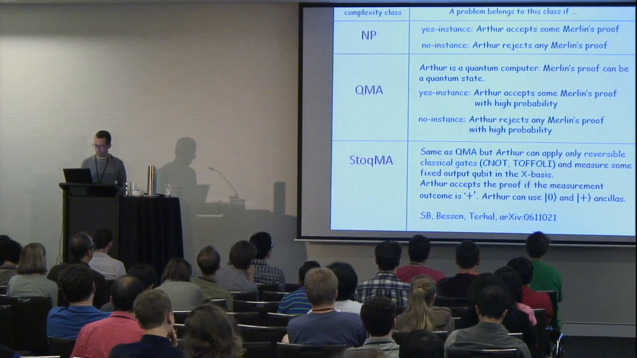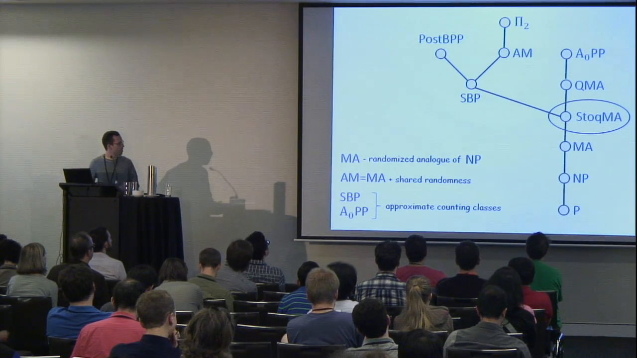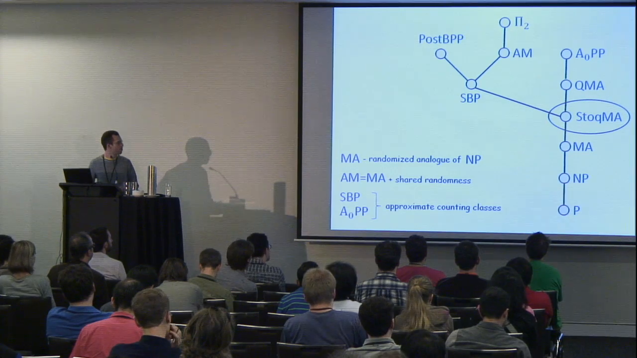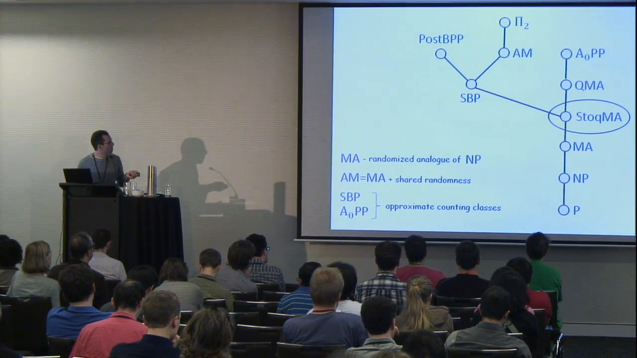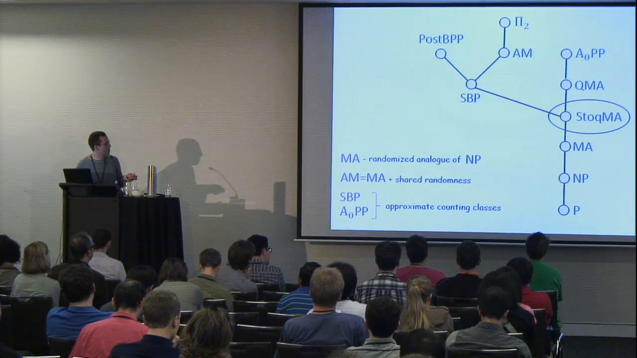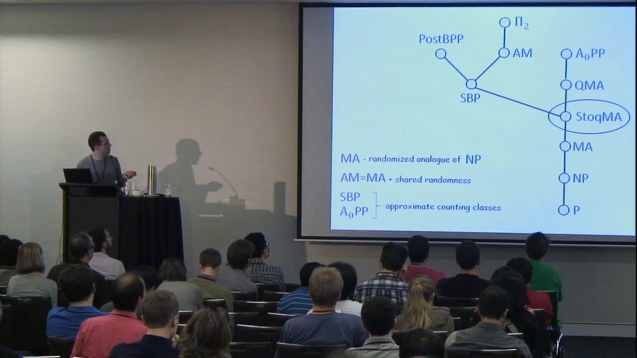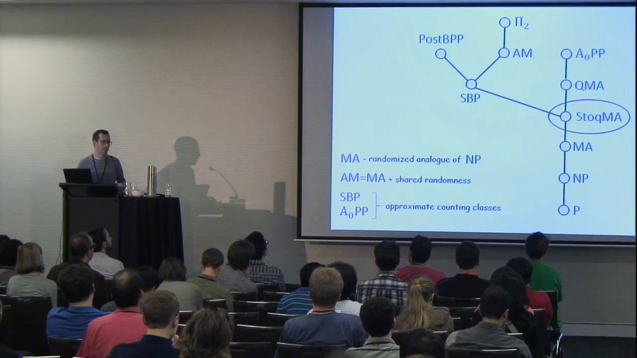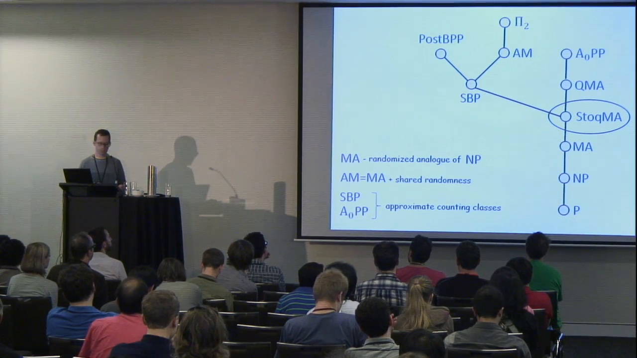Here is the relationship between stoqMA and other complexity classes, including many that I have not defined. The most important thing is that stoqMA contains MA, which is the probabilistic version of NP. It's also contained in QMA, and it's also contained in AM, which is like MA, but where Arthur and Merlin share a random bit string beforehand.